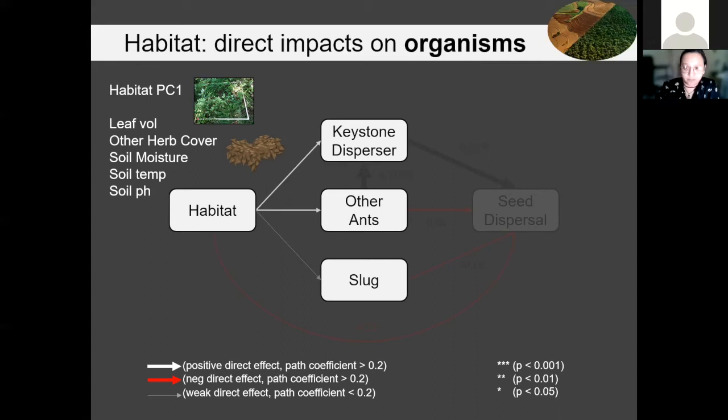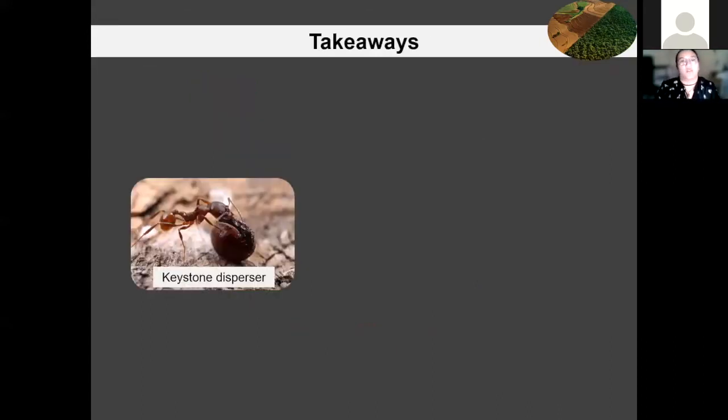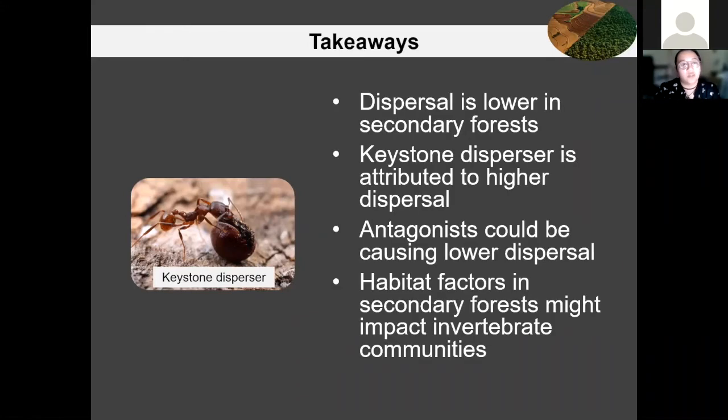Okay, so key takeaways so far of what this part of my dissertation has shown: dispersal is lower, I have found, in secondary forests compared to their untouched counterparts. When we find our keystone disperser and it is higher, it is attributed to higher dispersal, so it could be explaining some of the differences we see in dispersal in primary versus secondary forests. Another variable that could be impacting this is our antagonists, because they could be causing lowered seed dispersal. And then finally, habitat factors could really be impacting the invertebrate community and therefore indirectly impacting seed dispersal.